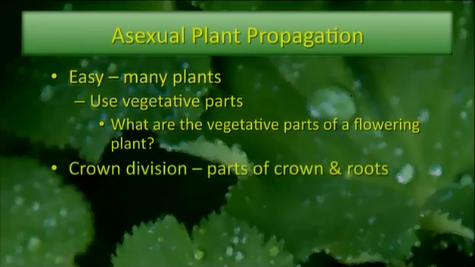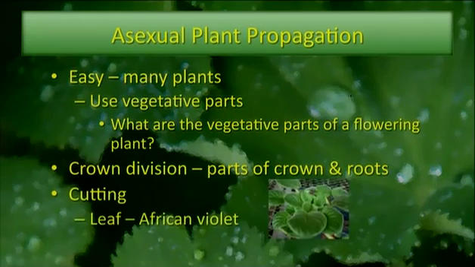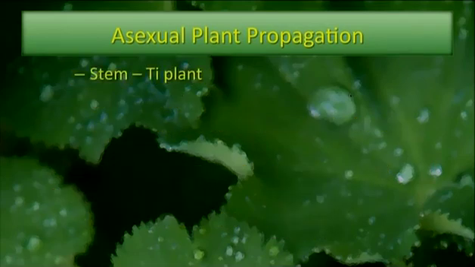You can do this through crown division. That's parts of the crown and the roots. You can actually just divide the plant. So ornamental perennials such as gingers can be divided that way. You can also take a cutting, like a leaf cutting from African violets. With cuttings, or vegetative propagation, plants can be propagated indefinitely. You can actually have a plant that can live forever. Unbelievable as that might seem. Think of all the tea plants.